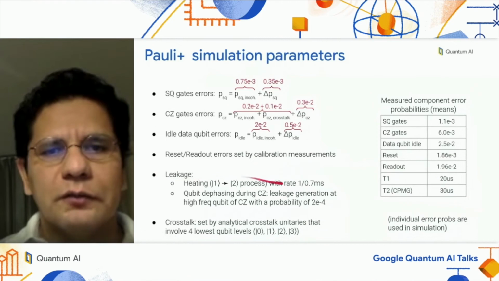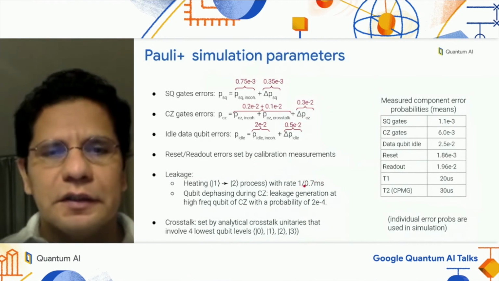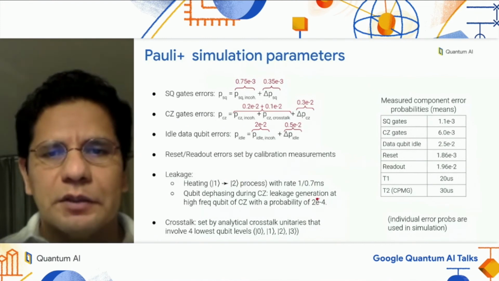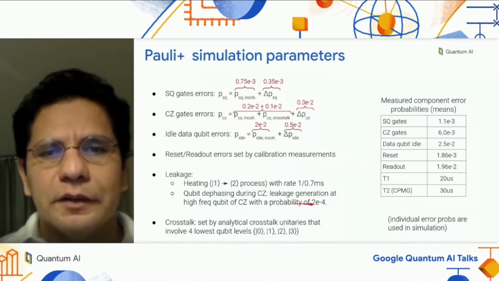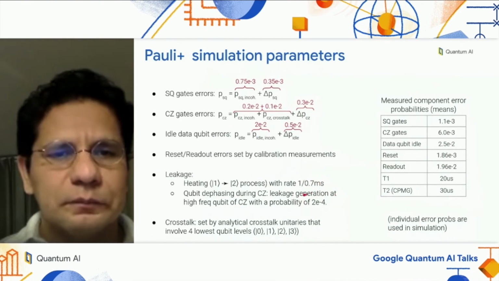For leakage, we have two main parameters. This rate is the rate for heating for a process that takes state 1 to state 2. And we have this other parameter, 2 × 10^-4, which is the probability to generate leakage at a high frequency qubit of ACC due to qubit dephasing. These two numbers are not directly measured, but we take them as reasonable numbers for our experiments.